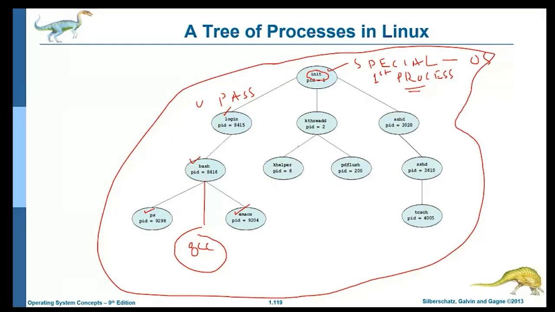A process definitely has a parent, except the init process, which is the root of the tree and does not have any parent. And a parent can have a bunch of children. Is this much clear to all of you? Yes, sir. All right.